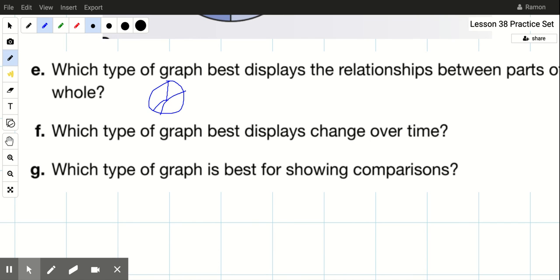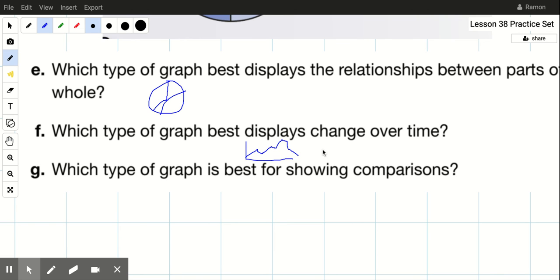For F, which type of graph best displays changes over time? You know, when we're talking about the weather, for example, and plotting how the temperature falls and rises day to day, or even precipitation month to month, a line graph would be an excellent choice there. So a line graph is definitely the best graph that you can use to display how something changes over time or from one data point to the next.